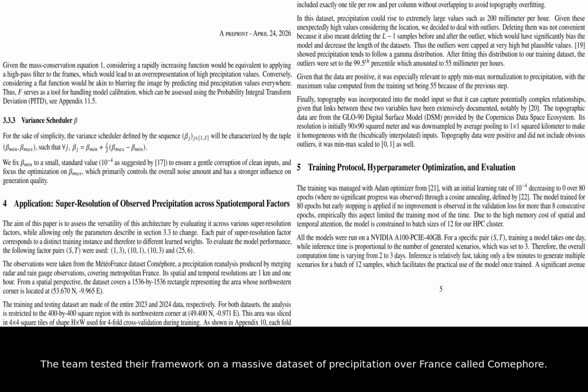The team tested their framework on a massive dataset of precipitation over France called CUM4. This dataset includes radar and rain gauge observations at a very high resolution of 1 kilometer and 1 hour. They also included topographic data so the AI could learn how mountains and terrain affect rainfall patterns.